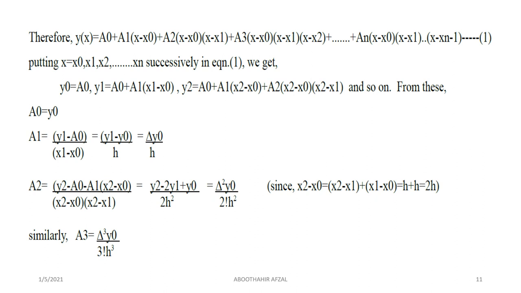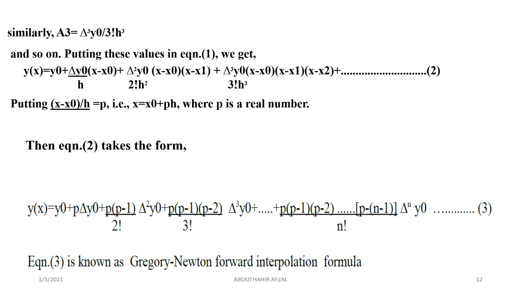Similarly, if I put the value of x equal to x1, I will get the value of a1. That means a1 is (y1 minus y0) by (x1 minus x0), that is delta y0 by h. Similarly, I can find the value of a2, and generally, I find the value of a3, that is the coefficient a3, that is delta cube y0 by 3 factorial into h cube.